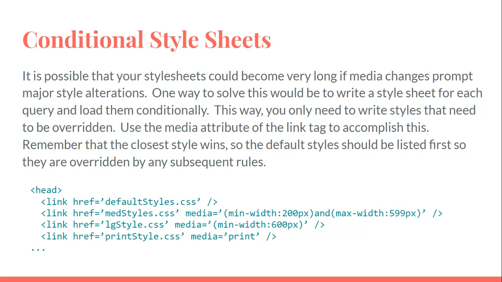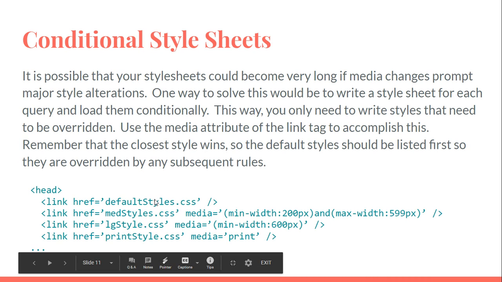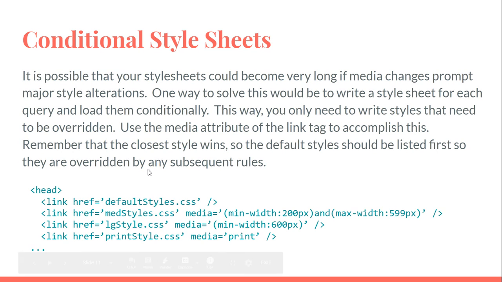We use the media attribute of the link tag, and closest style wins. So again, I'm starting with default styles, and then based on 200 to 599, I'm going to load this style sheet. And then if it's 600 or bigger, I'm going to load that style sheet. And then if it prints regardless of the width, I'm going to get this style sheet.